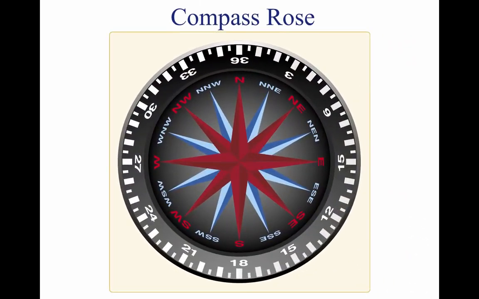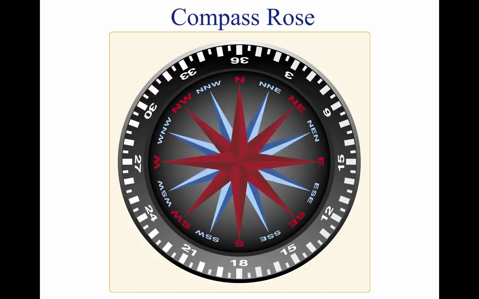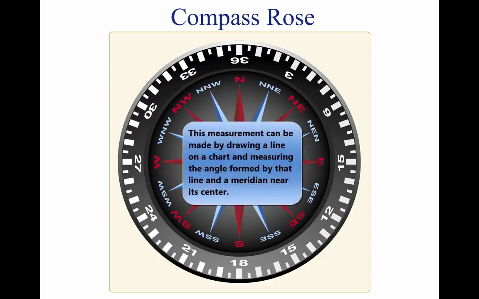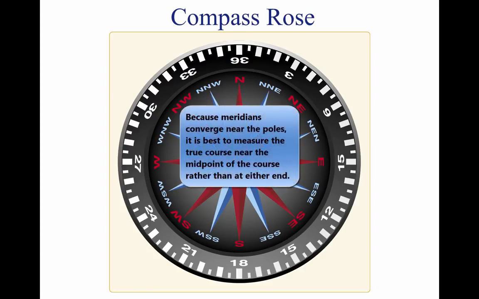Measurement of direction. By using the meridians, direction from one point to another can be measured in degrees in a clockwise direction from true north. To indicate a course to be followed in flight, draw a line on the chart from the point of departure to the destination and measure the angle which this line forms with a meridian. Direction is expressed in degrees as shown by the compass rose. Because meridians converge toward the poles, course measurement should be taken at a meridian near the midpoint of the course rather than at the point of departure.